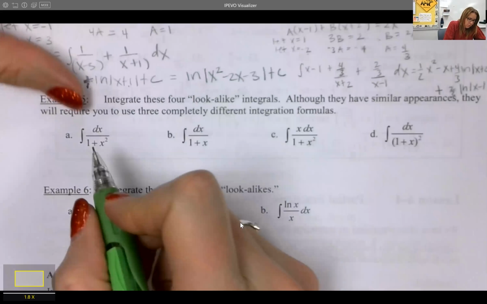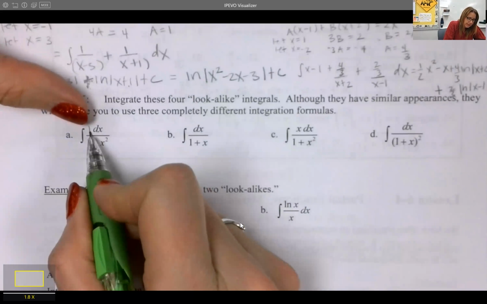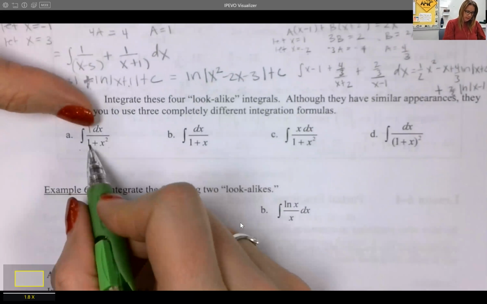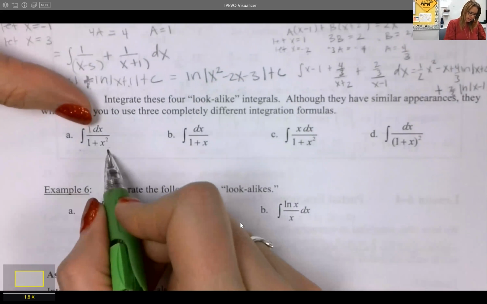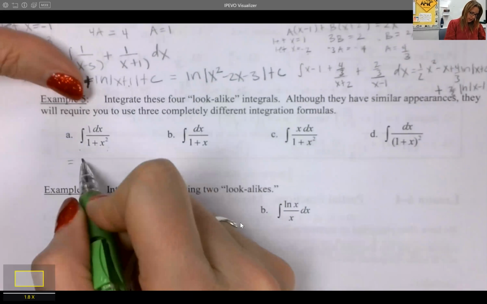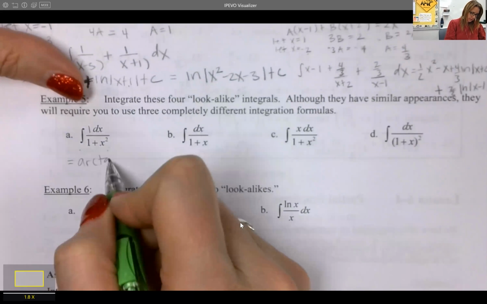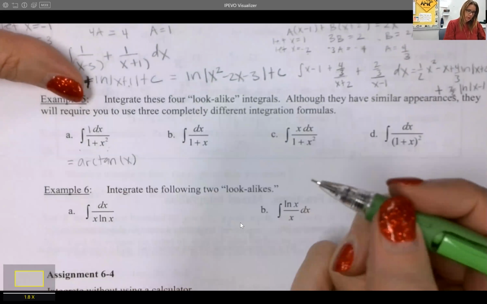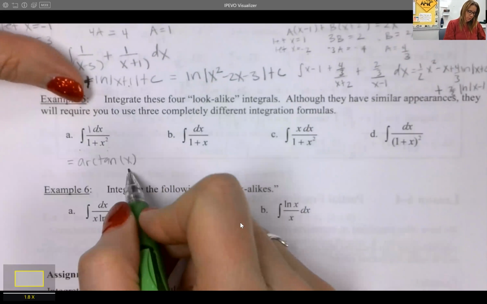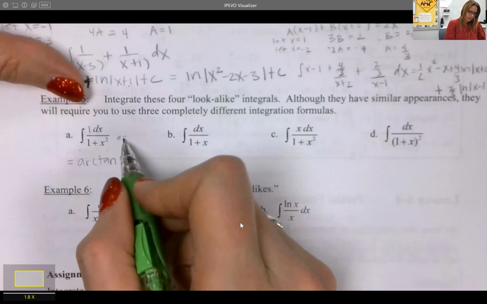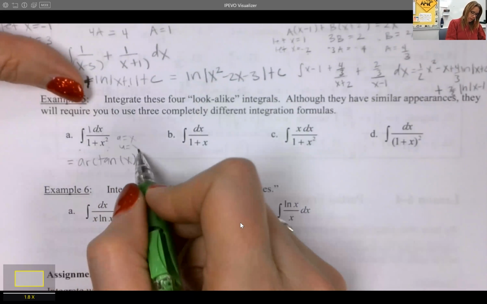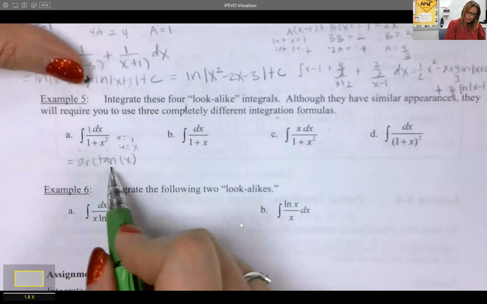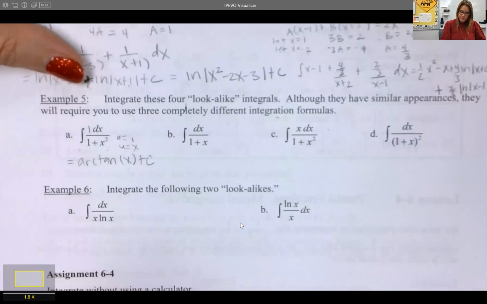So here I've got 1 over 1 plus x squared. I'm taking the integral of 1 over 1 plus x squared. Hopefully you recognize this as the arctangent. Okay, now arctangent has x over a, and then you multiply by 1 over a, but a in this case is a 1. So you just get arctangent of x plus c.